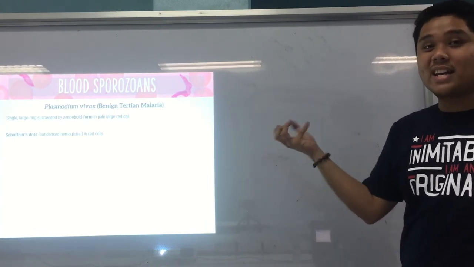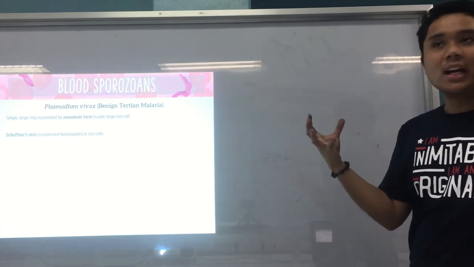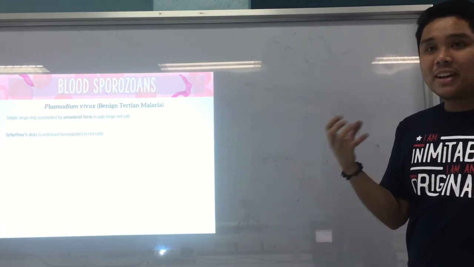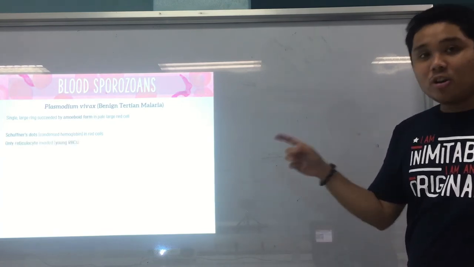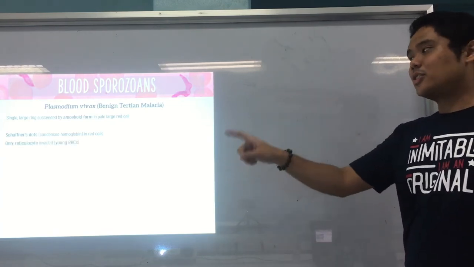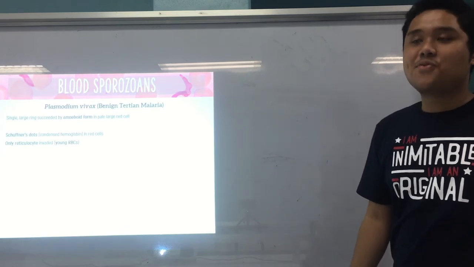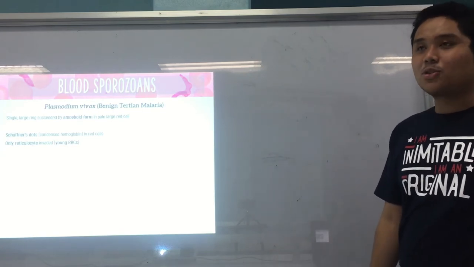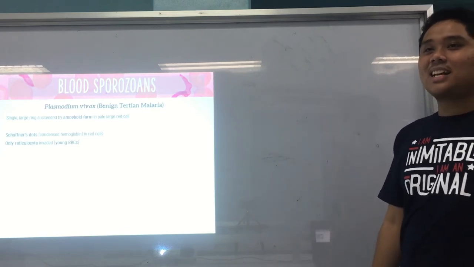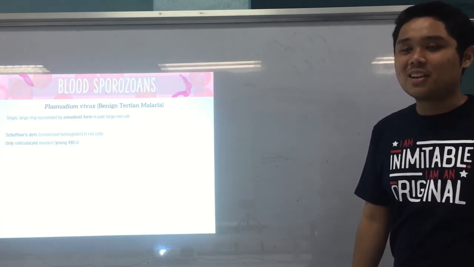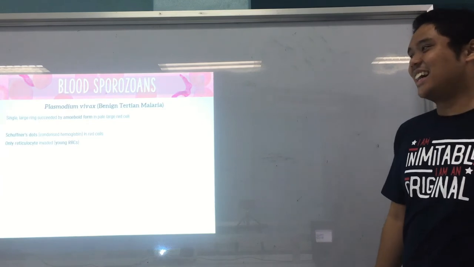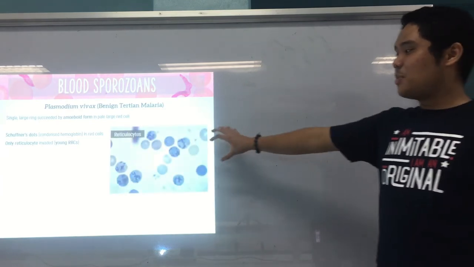Again, the dots are condensed hemoglobin due to the ingestion of the hemoglobin by your Plasmodium species. Alright, it only infects your reticulocytes. So, gusto niya lang yung mga bata, young RBCs. Ganun siya, kiddie meals. So these are your example of reticulocytes.